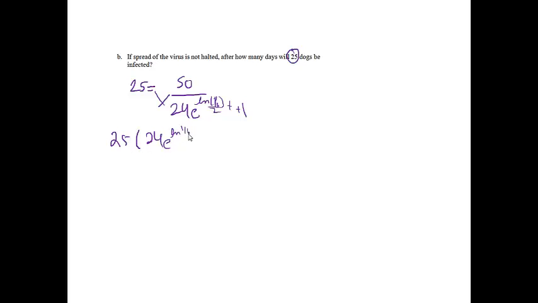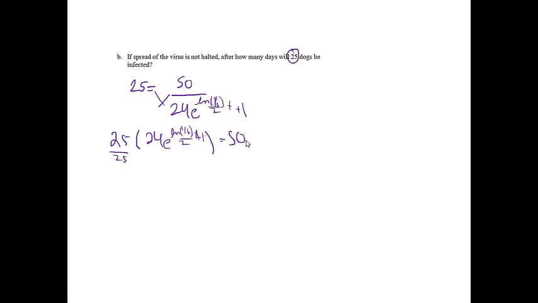Right, for part B, it says if the spread of the virus is not halted, after how many days will 25 dogs be infected? So we're going to use that formula, so we'll have 25 is equal to 50 over 24 e to the natural log of 1/6 over 2t plus 1. We will once again cross multiply, so I'll get 25 times 24 e to the ln 1/6 over 2t plus 1 is equal to 50.